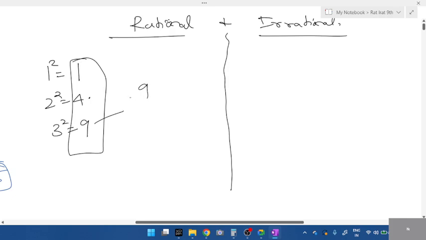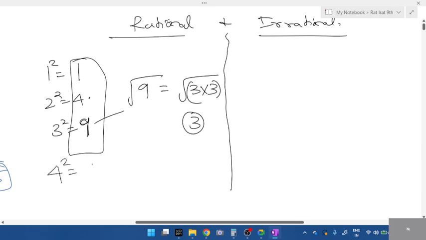If I take 9, what's the square root of 9? I told you, how many times can I write 9? 3 into how many same numbers are there? 2 same numbers. What did I tell you? If there are 2 same numbers, you can take out one number, right? Yes. So therefore, 3 square is how much? 9. 4 square is 16. Very good. So 16 is also a perfect square.